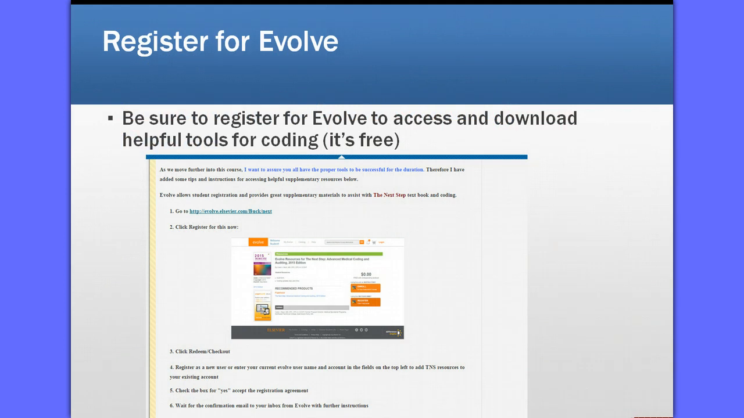So here are a few things that I want to point out, some hints before we move on to our coding. I want to ensure that you have registered for the Evolve website. Be sure to register so that you can access and download helpful tools for coding, because it's free. Pay attention to this announcement on the announcements page, and also click this link and follow these instructions so that you can get access to valuable information that coincides with your textbook.